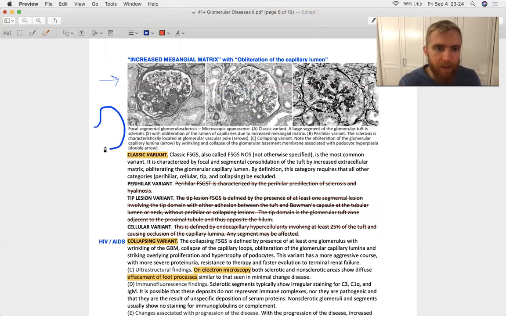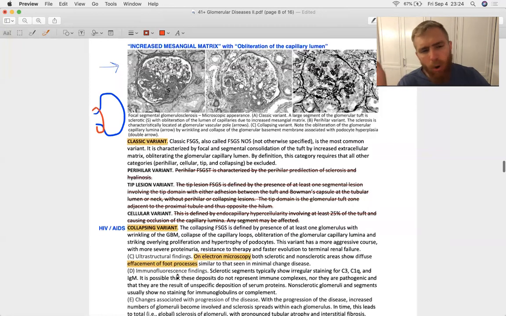Remember, your kidneys, the hilum, just like the hilum of your lungs, is going to be where the renal pelvis initially turns into the ureter. That's the hilum of the kidney. So if you start seeing glomerular lesions around there, that's your perihilar variant. Tip lesion means that instead of being at the urinary pole of the glomerulus, the damage is all at the capillary pole of the glomerulus. You won't get asked about that.